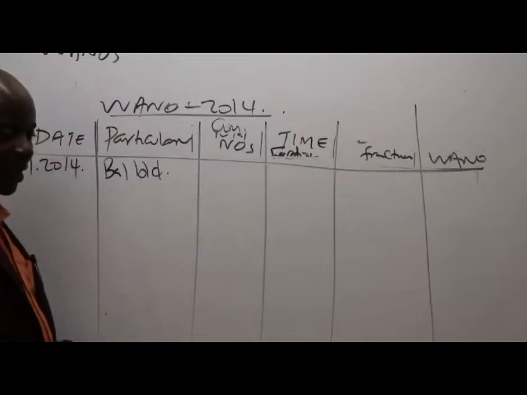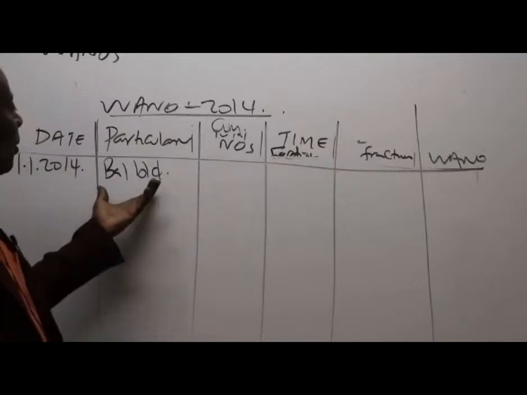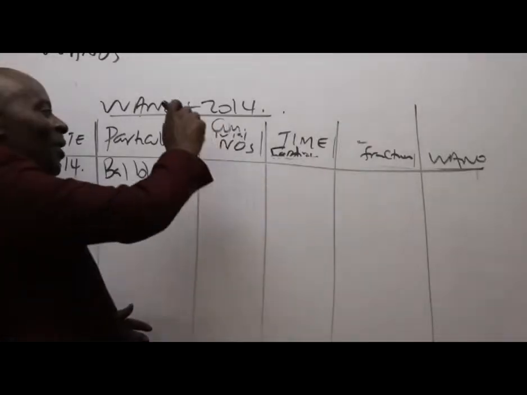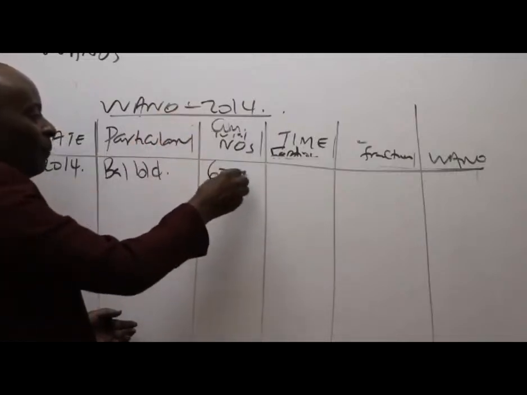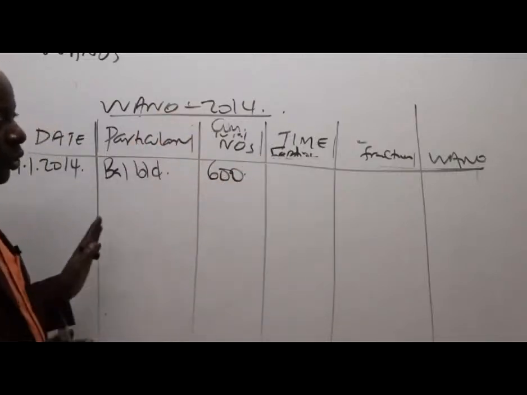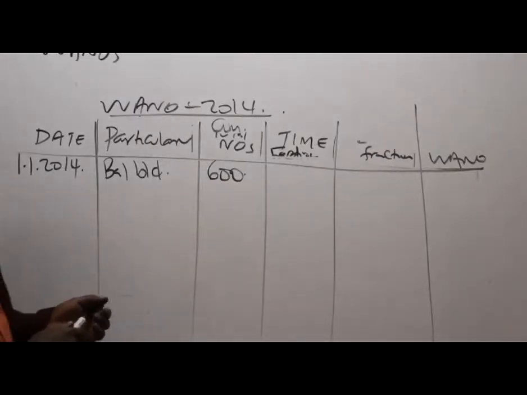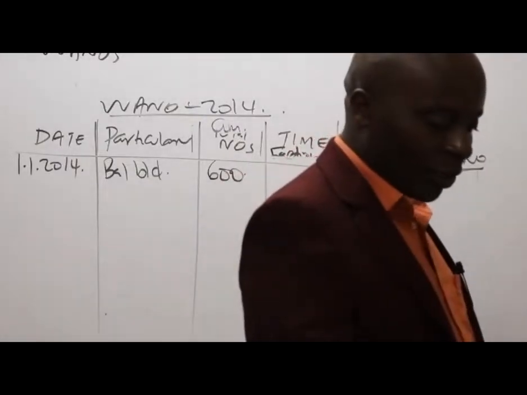The number of shares. You'll get some students who, for whatever reason that I've never understood, will bring down the WANOS here. We are bringing down the cumulative number of shares from the other table, 600. Don't go to the time fraction. Don't do anything there. From there, go straight to the next transaction that took place.